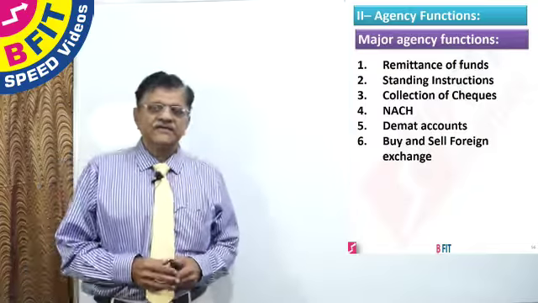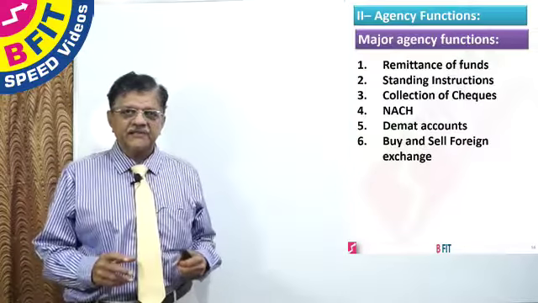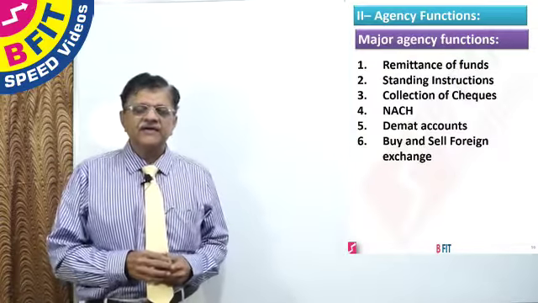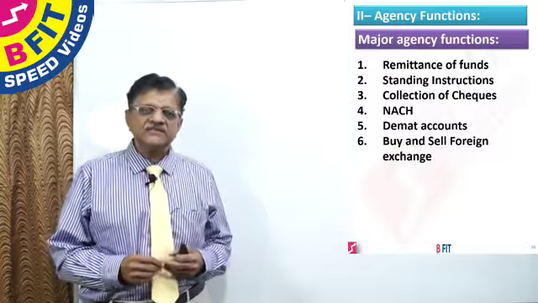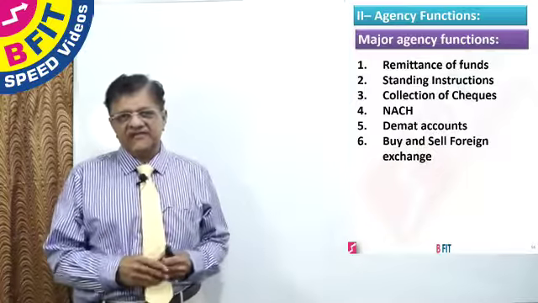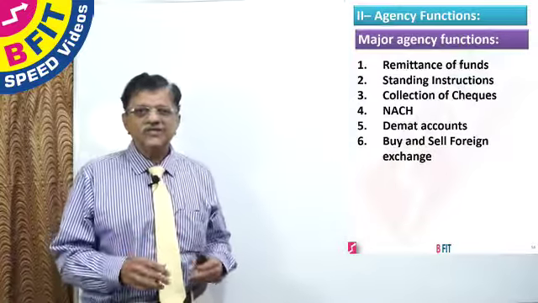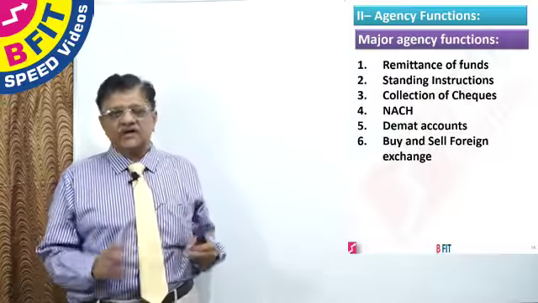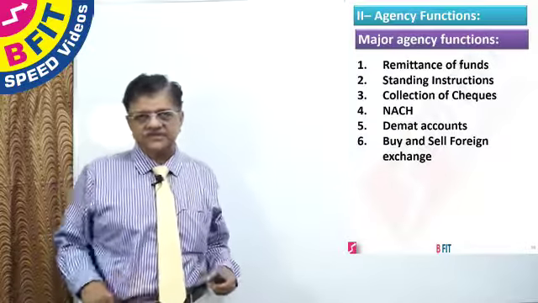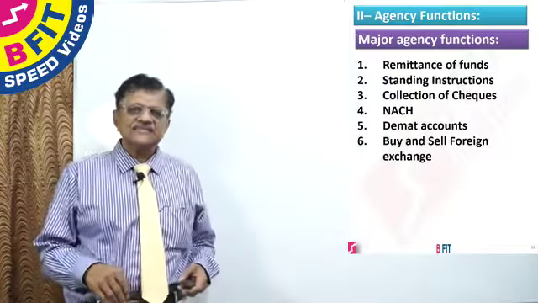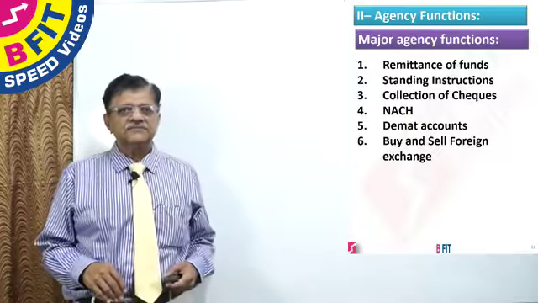We have so far seen the first prime function, namely the primary function of a bank, which is accepting of deposits and giving of loans. Having completed it, we shall go now to the second major function of a bank, which is called the agency function. What are the various agency functions of a bank?